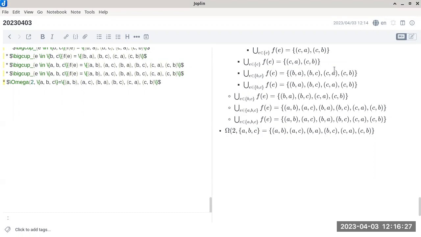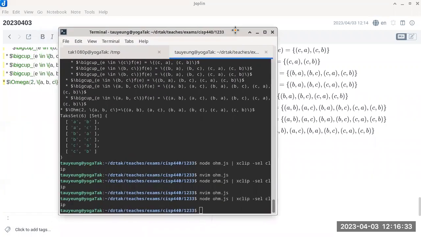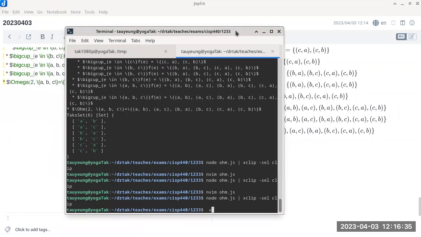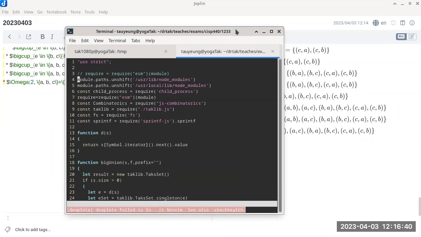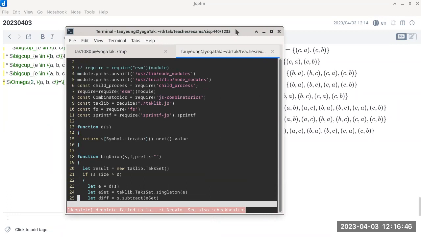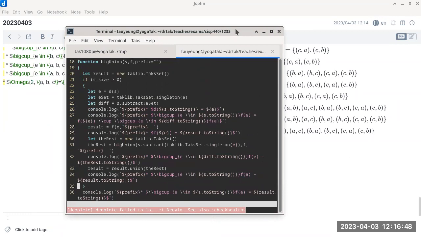All right, so for those of you who may be interested in the algorithm, I can show you the algorithm itself. So this is the algorithm. I define D of S in JavaScript. I define big union using the recursive definition. And all of these console.log, those are the same thing as cout in C++. That's what is generating the text that you saw earlier in Joplin.